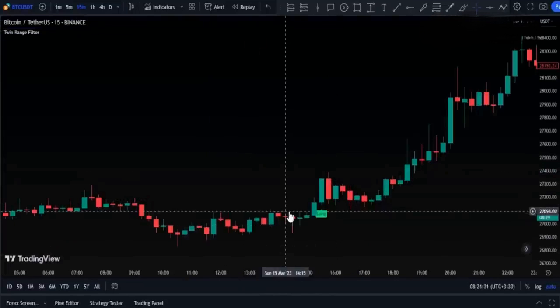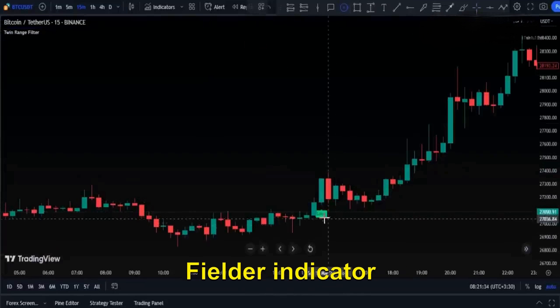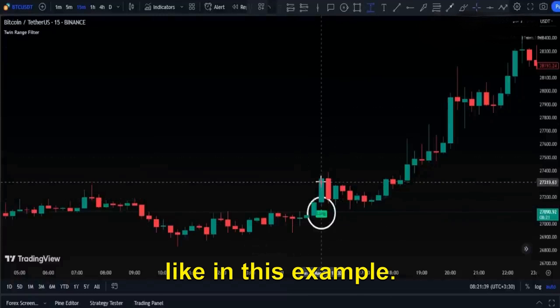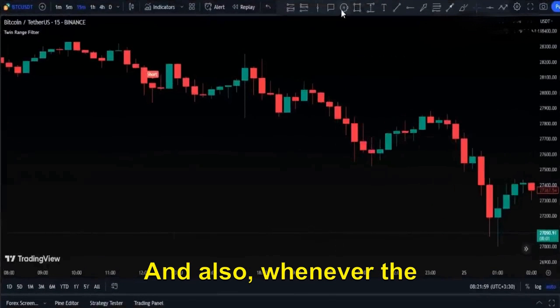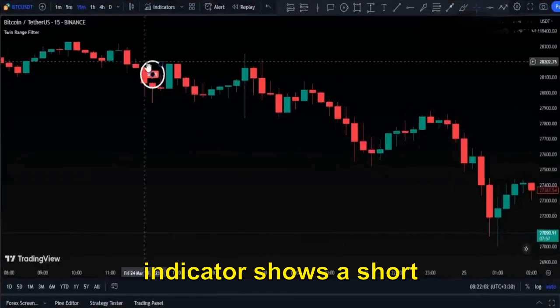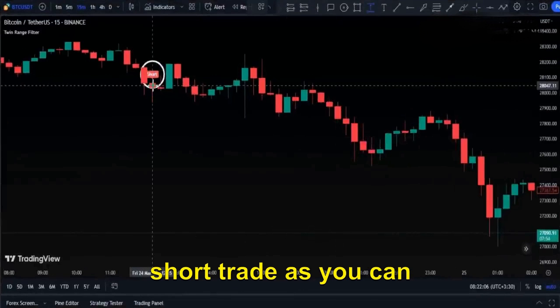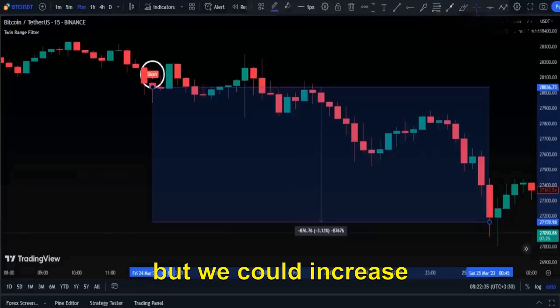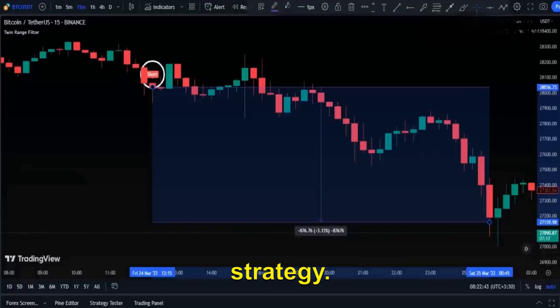After that optimization, whenever twin range filter indicator gives a long signal, you can enter a long trade, like in this example. And also, whenever the indicator shows a short signal, you can enter a short trade, as you can see in this example right here. These indicator signals are pretty good, but we could increase its win rate even more. In order to do that, I'm gonna use two other indicators for this strategy.